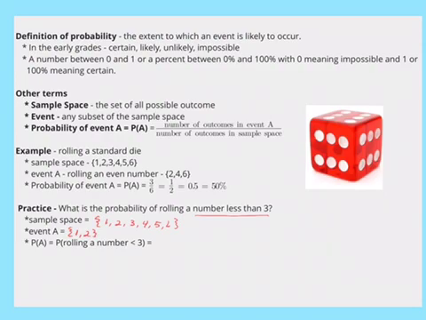So the probability of rolling a number less than 3 would be 2 outcomes out of 6, which reduces to 1/3, which would be the same as 0.3 repeating, or a 33 and a third % chance.